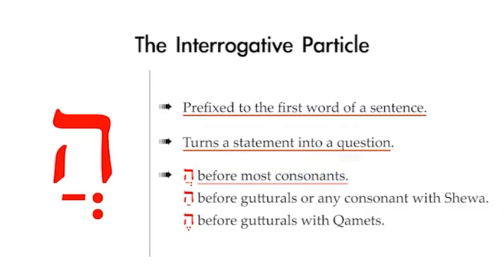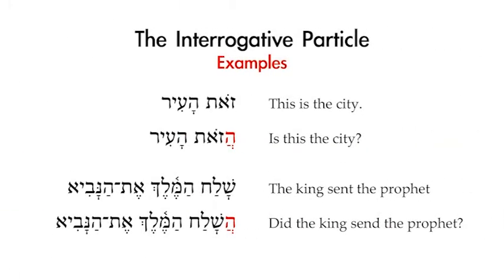Before most consonants, it's spelled hey with a hatef patach. But if it's prefixed to a word that begins with a guttural or any consonant with a shewa, it's going to be spelled with the simple patach. And before gutturals with qamets, it's hey segol due to dissimilation. It's easier to look at some examples here with me on your screen.